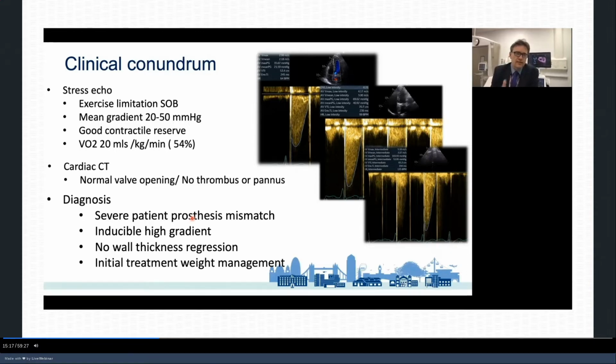He had a CT which showed effectively normal function. And as a result of that, we came up with the final diagnosis that, in fact, despite the lowish gradients, he had severe patient prosthesis mismatch, and he had very high inducible gradients with no wall thickness regression. Now, the management here initially is to try and get him to lose weight and get him back to his perioperative state. But there's also a further discussion now about whether he should have aortic root revision and the implantation of a larger mechanical valve.